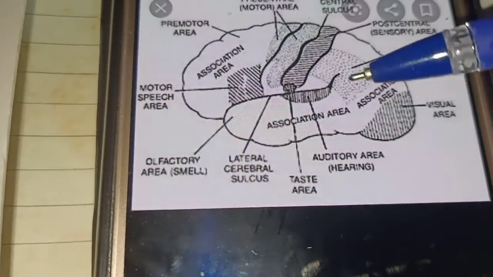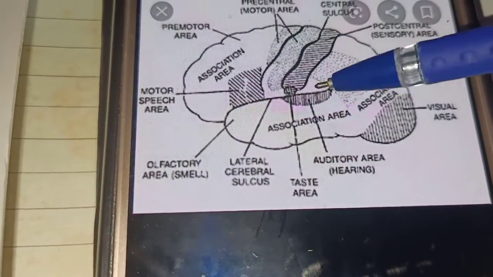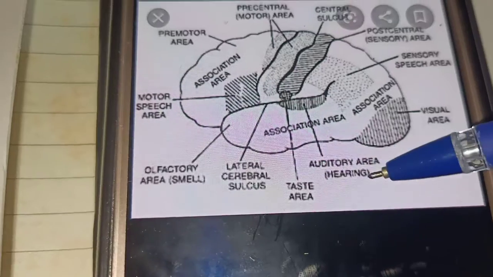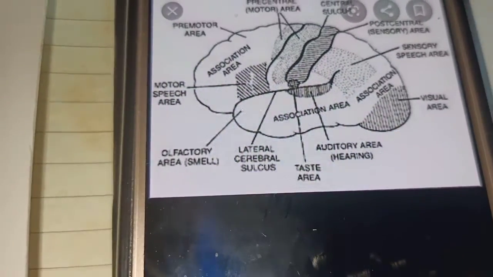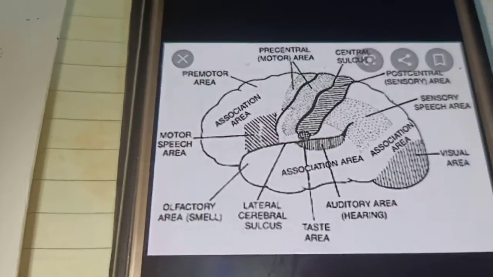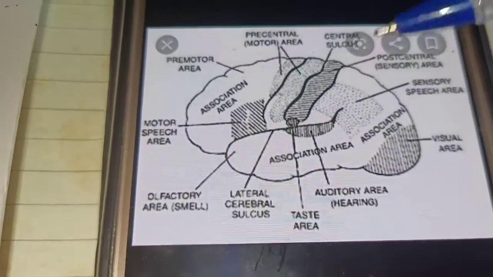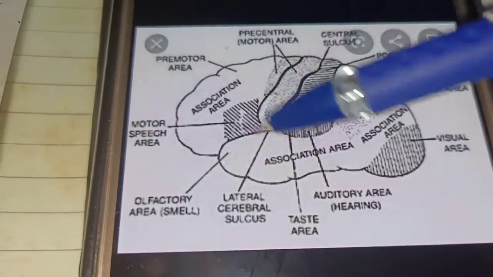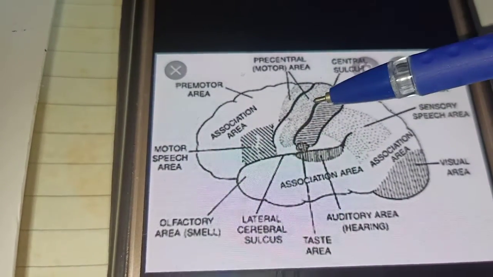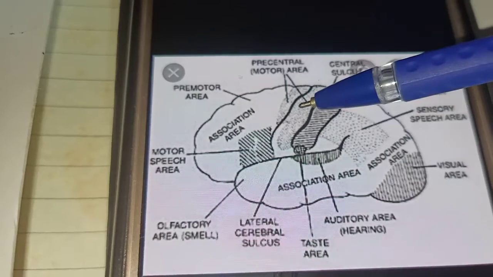Okay, then there is the auditory area here. This is all in the temporal lobe. So this auditory area is for hearing. So which areas did we see? These are the association areas which are present. Then the premotor area for involuntary movements.